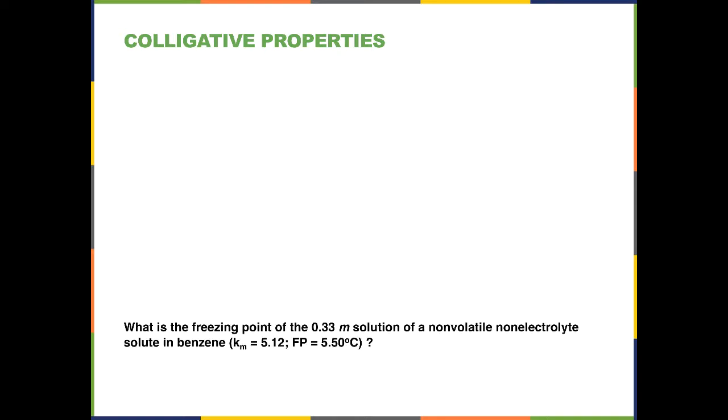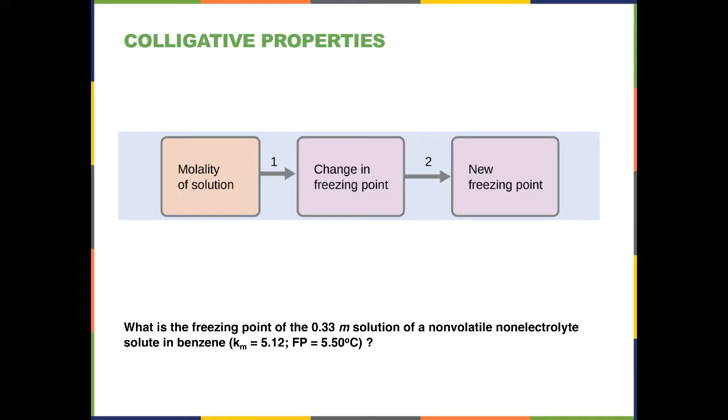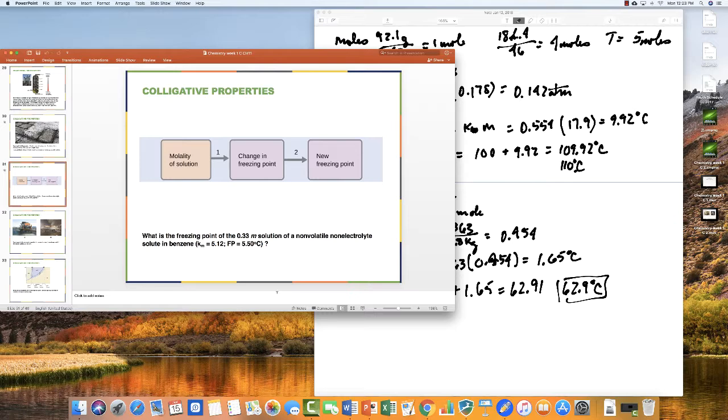So a similar problem would be to ask, what is the freezing point of a 0.33 molal solution of a non-volatile, non-electrolytic solute in benzene? The Kf for benzene is 5.12 and the freezing point is 5.5 degrees centigrade. And the process would be to take the molality using the first equation, calculate the change in freezing point, and then add that to the standard pure boiling point or freezing point, and you would get the new freezing point. So let's take a look at that process over here.